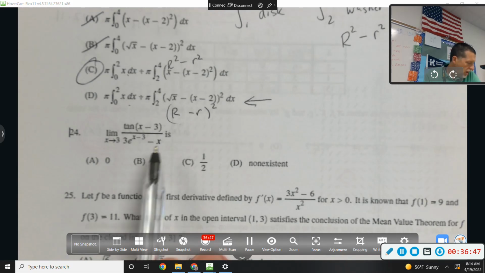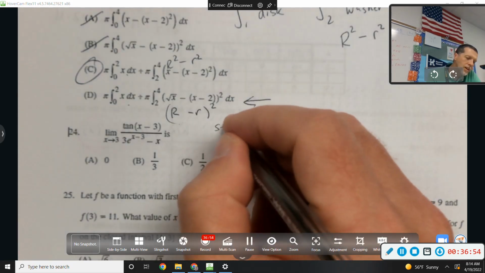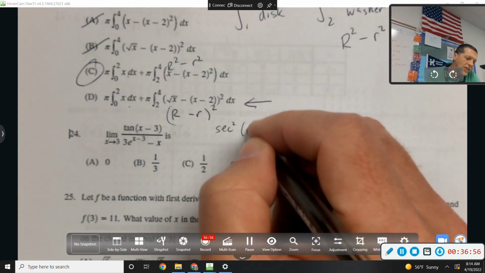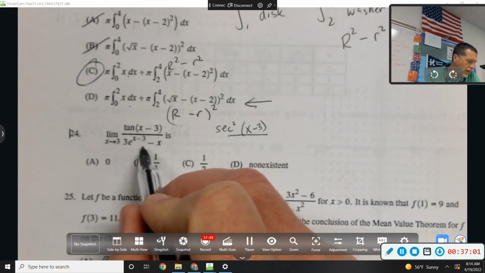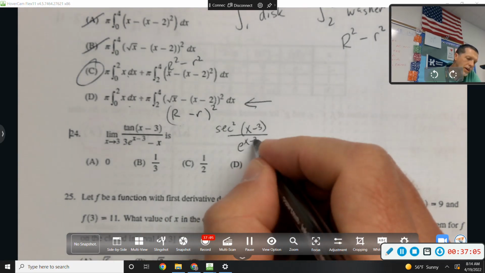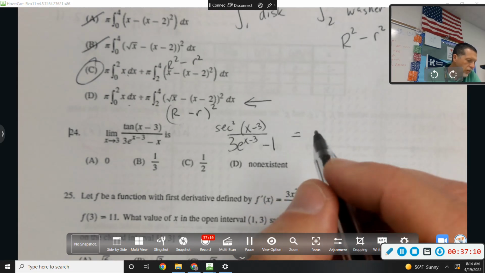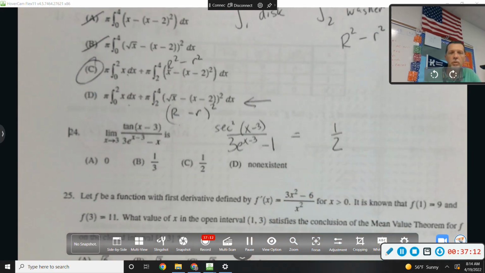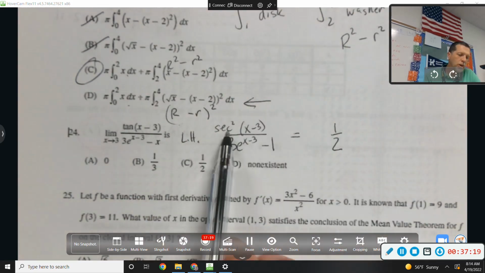24 looks like a L'Hopital problem even before I start working it. If I plug in 3, I get 0. The derivative of tangent is secant squared. The derivative of e to the x minus 3 is e to the x minus 3 minus 1. And if you plug in 3 for that, you end up with 1/2. That's super quick, but a little bit of L'Hopital, a little trig rule, and then some substitution.